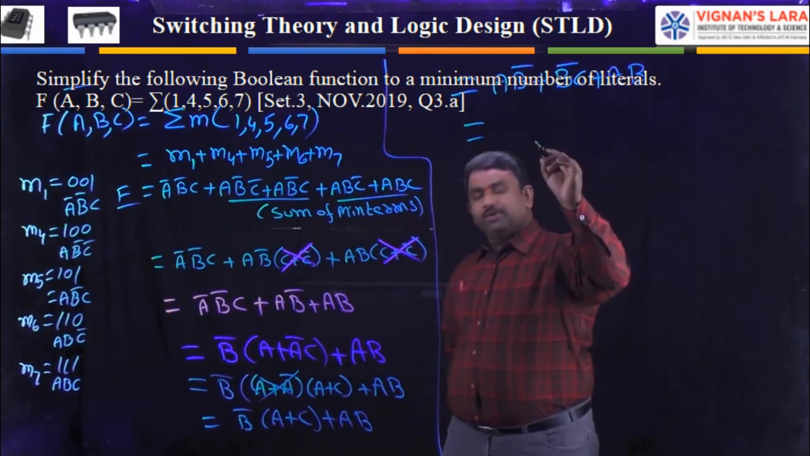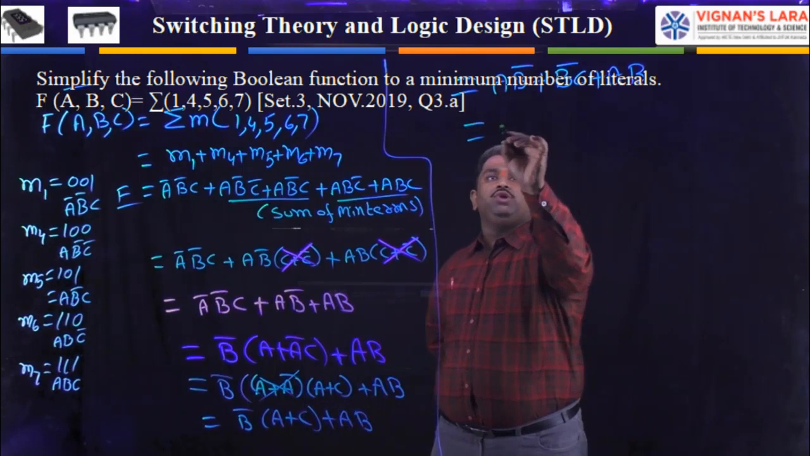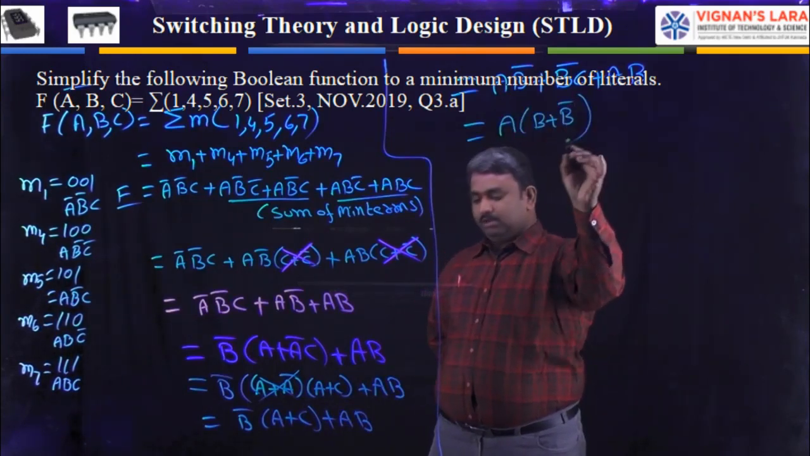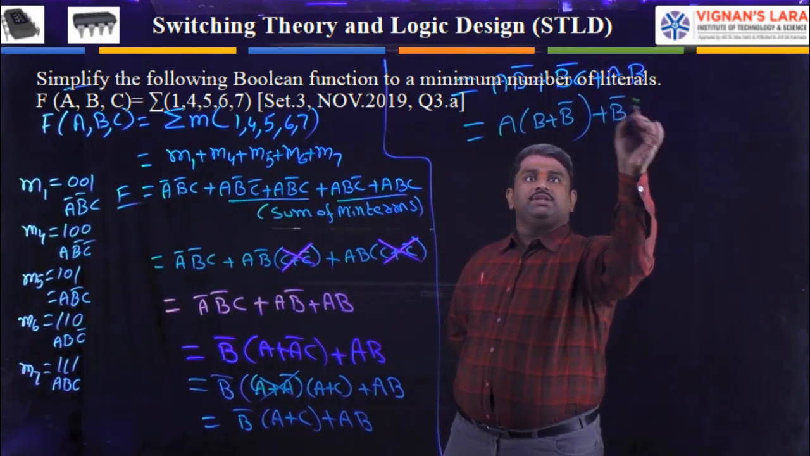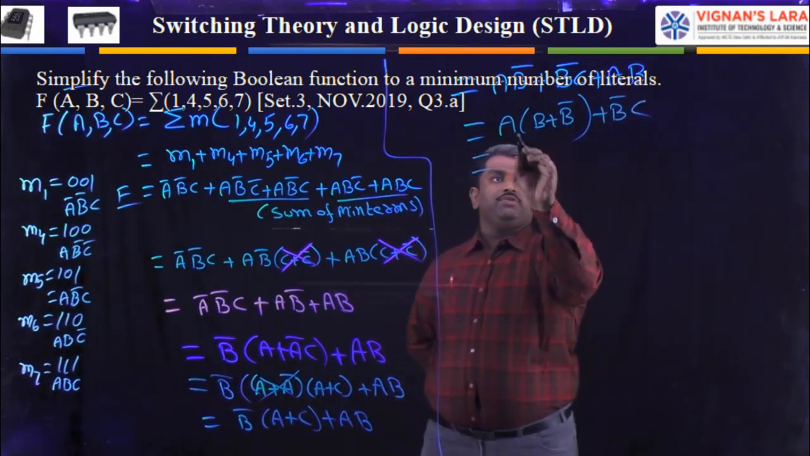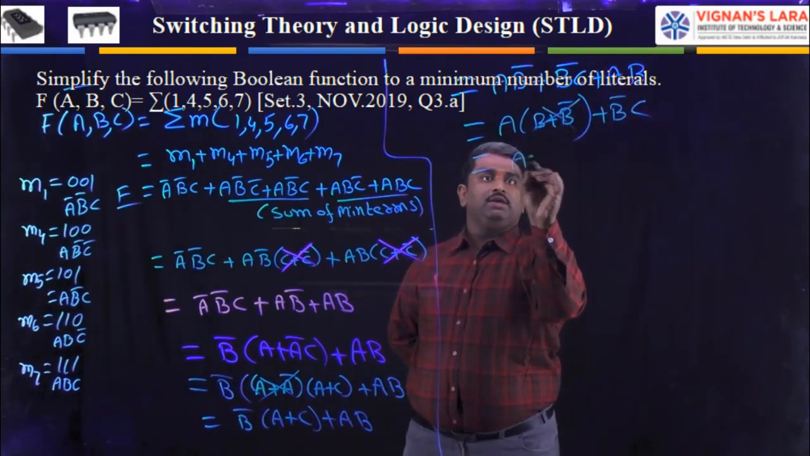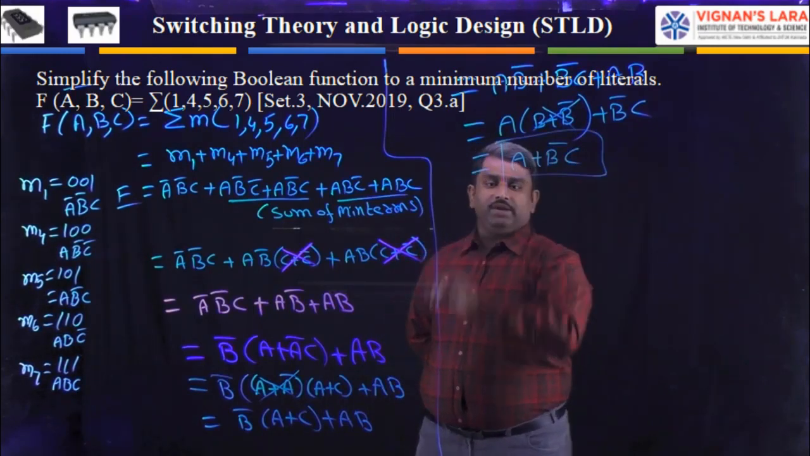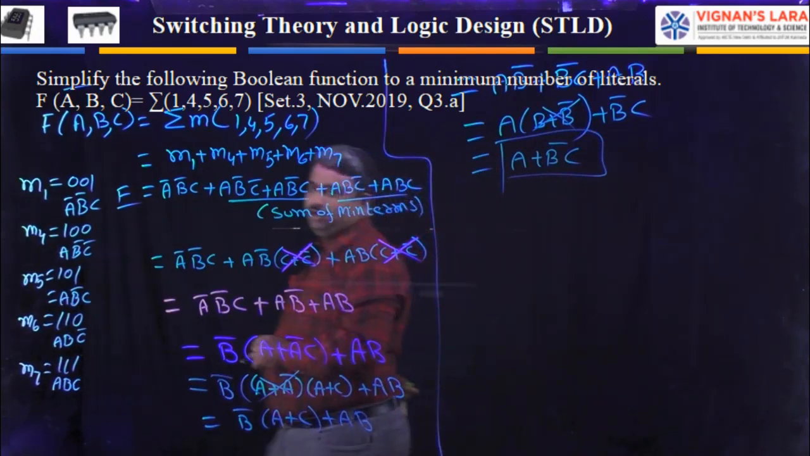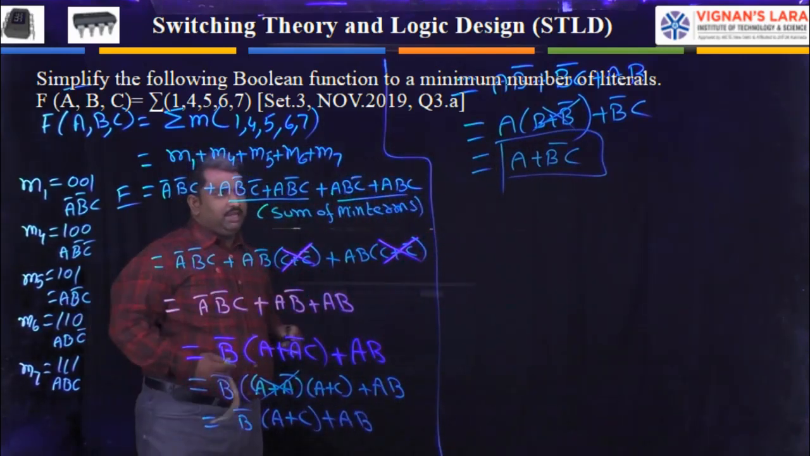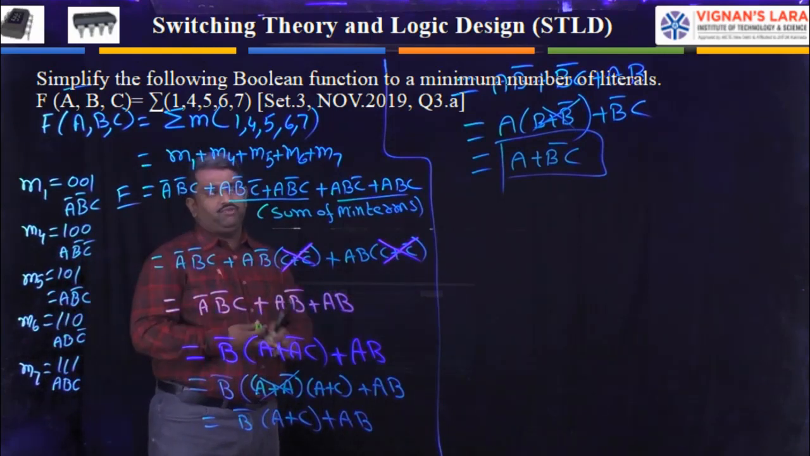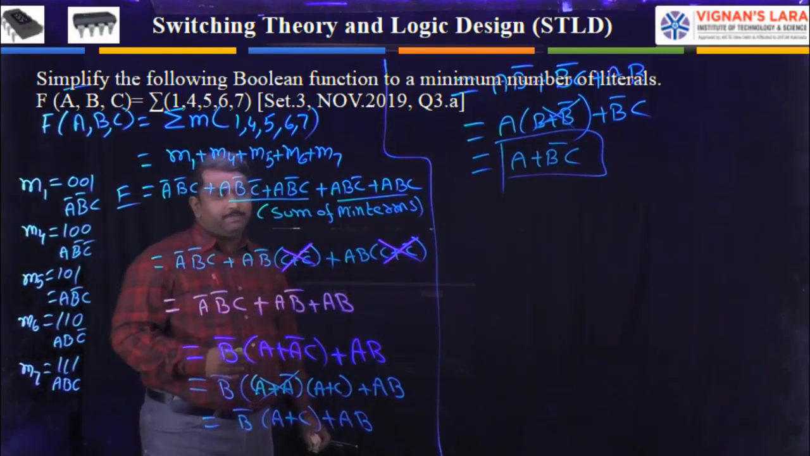From this, a you can take common. After taking common a, it is b plus b bar, plus b bar c. After simplification, this one goes to cancel. Finally a plus b bar c. So this is the finalized answer: a plus b bar c. This is the finalized simplified expression for the given problem.